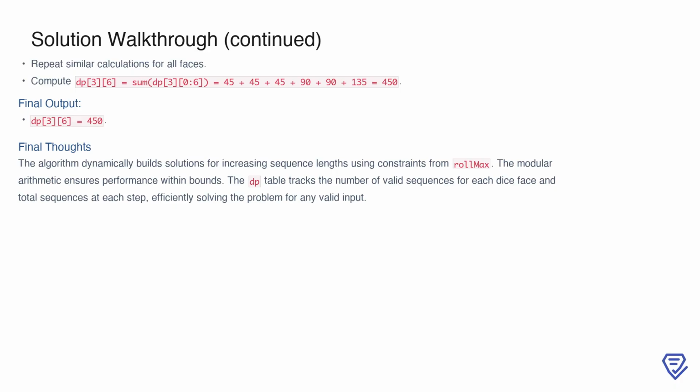In conclusion, this algorithm leverages dynamic programming to efficiently calculate the number of valid sequences for varying lengths, while respecting the constraints defined by rollmax. Modular arithmetic ensures the result remains within bounds, and the use of DP allows us to systematically track the transitions and totals at each step, solving the problem for any valid input size.